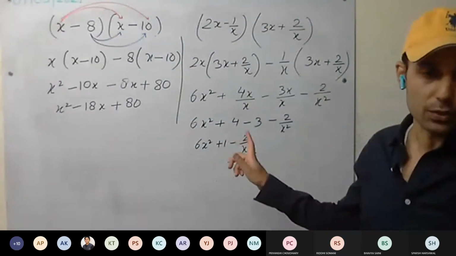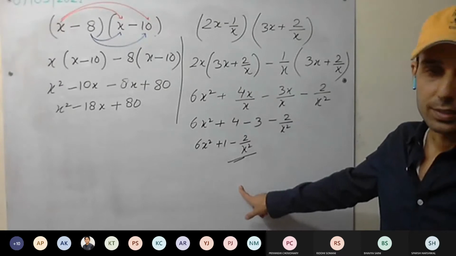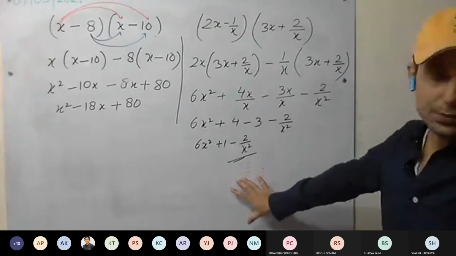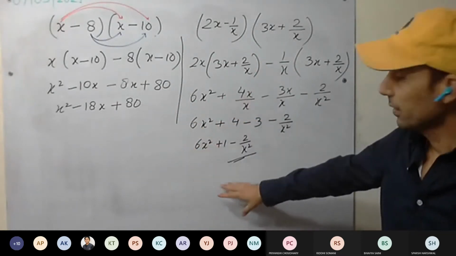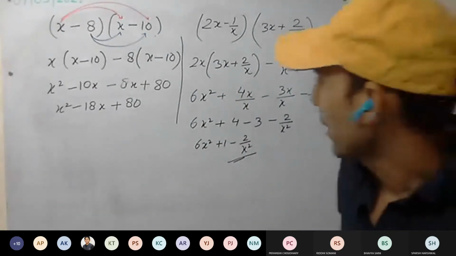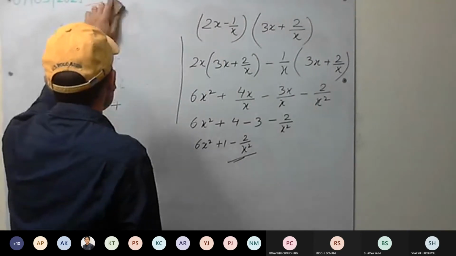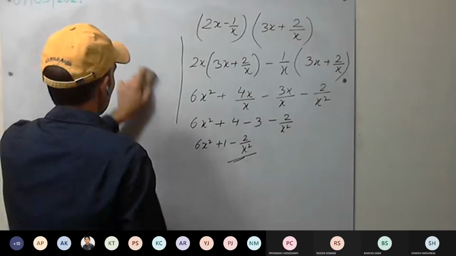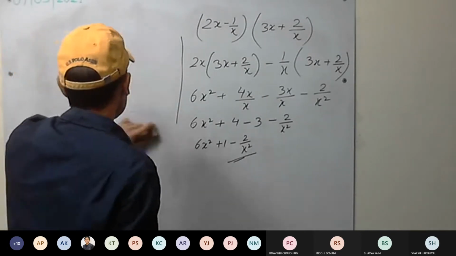Everyone have understood how to solve? Anyone who hasn't understood? We'll go with the basics only. This way we'll solve. Don't remember any identity. We don't want to remember many identities. This is clear? Next one. Either you want to do it now, I can give you 30 seconds, or do it afterwards.